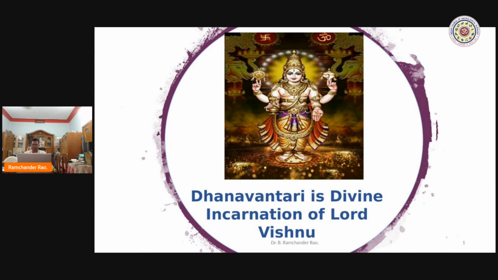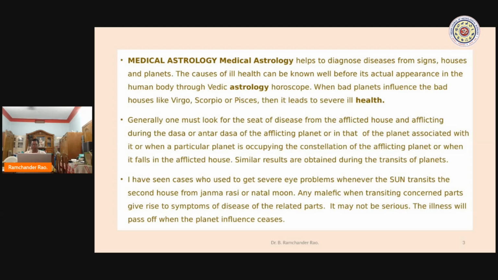Topic on how to look at the disease well in advance. So now Dhanvantri is a divine incarnation of Lord Vishnu. Now, look at disease astrologically. Next. Medical astrology helps us to diagnose disease from the signs, houses and the planets. The cause of ill health can be known well before its actual appearance in the human body.